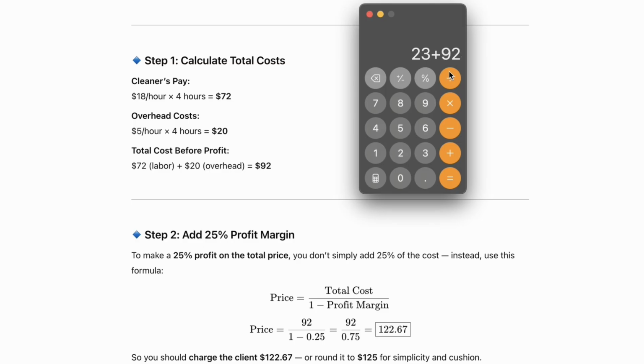Plus I can add 92 and it gives me 115, not 122. It's rounding it up, but I'm at 115. You can see it's making a mistake here. The other option, the easier way, is to take 92, remember 72 plus 20, and multiply it by 1.25. That's $115. And you can multiply it by 20%, 30%, whatever, right? So it comes from this.